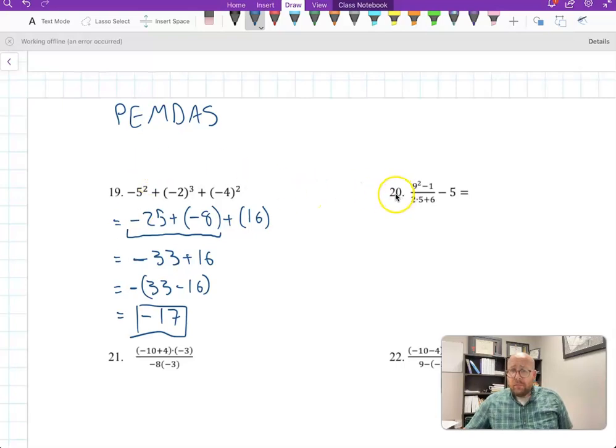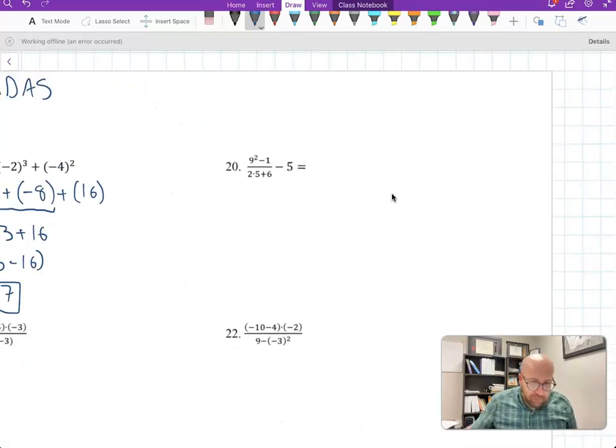Problem number 20. In problem number 20, we have a division bar that separates the numerator and the denominator. Anytime that you have a division bar that separates a numerator and denominator, we want to start there and work to simplify the numerator and at the same time work to simplify the denominator. So let's talk about the numerator. In the numerator, we have 9 squared minus 1. By the order of operations, we need to do the 9 squared first. That's going to be 81 minus 1.